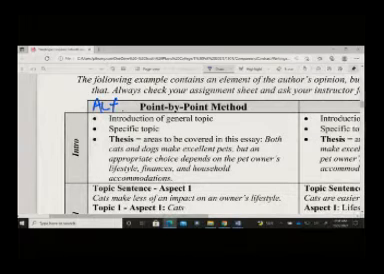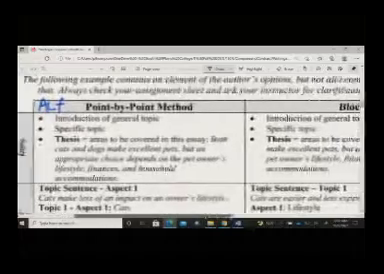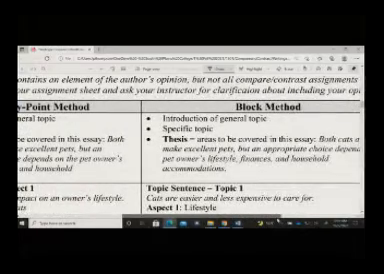But so it begins with the point by point method, and it gives you what the introduction does. It's the introduction of the general topic, then you get more specific, and then you have a thesis. And the thesis says, both cats and dogs make excellent pets, but an appropriate choice depends on the pet owner's lifestyle, finances, and household accommodations. This would have been the second page in the packet. Got it? Okay.